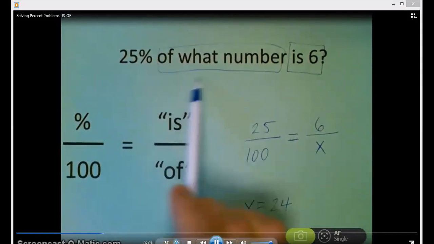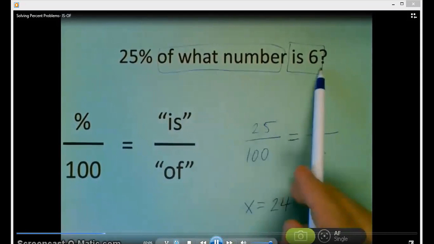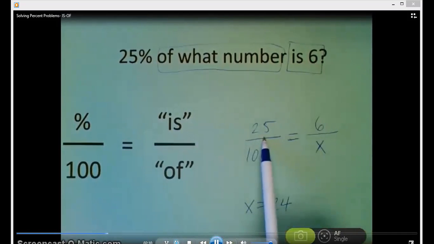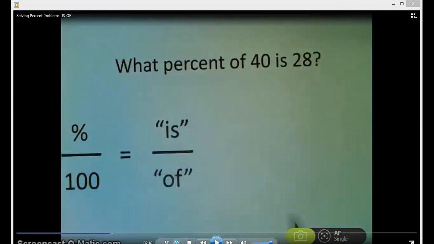And I can check my answer using number sense. They're asking me 25% of what number is 6. So I can ask myself, well, is 6 25% of 24? Why, yes, it is. I've done that correctly. Let's move to another question. It's your turn, please. Try to answer this question.